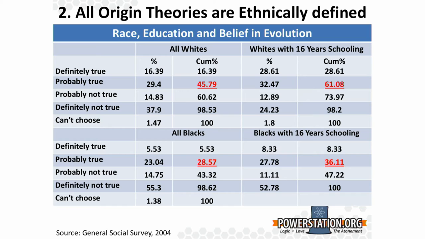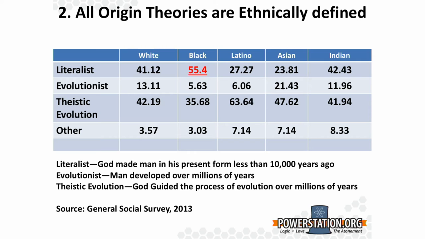Let's look at blacks. When you look at all blacks generally, only 28%, half the rate for whites, believe that evolution is true. Why? Because it's racist. All right? And at the university level, blacks with 4 years of education, there's almost no change. It only jumps up to 36%. Blacks reject evolution whether they have an education or whether they do not. Okay? Race makes a difference.